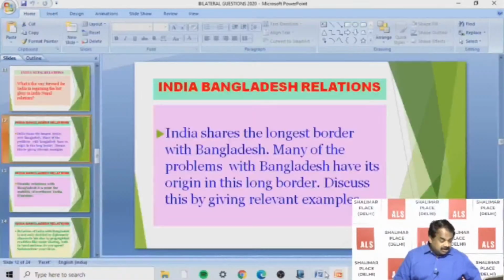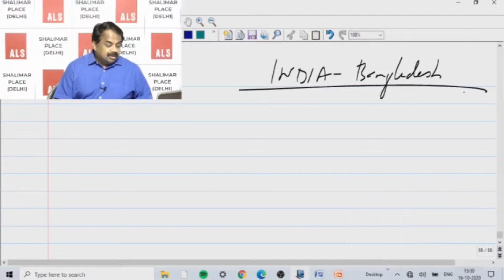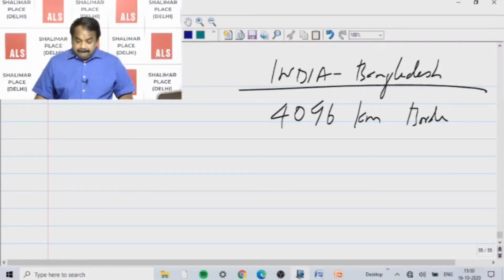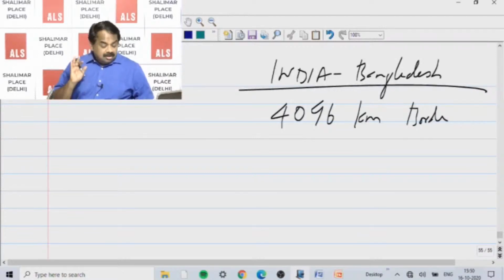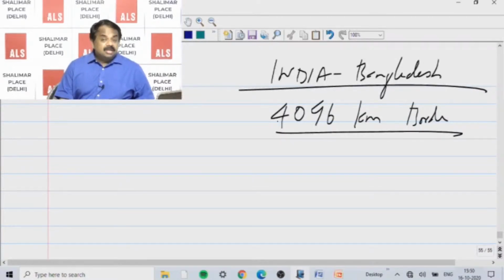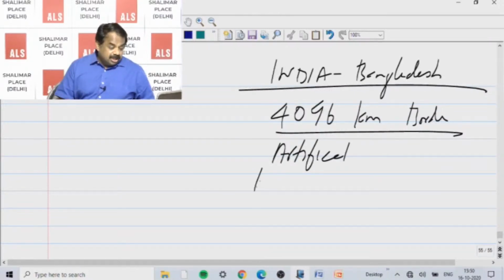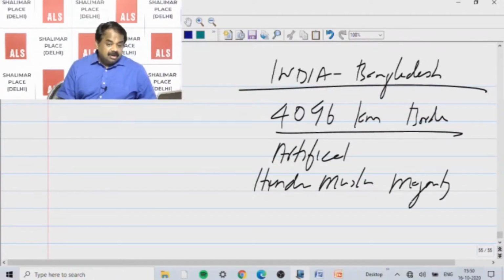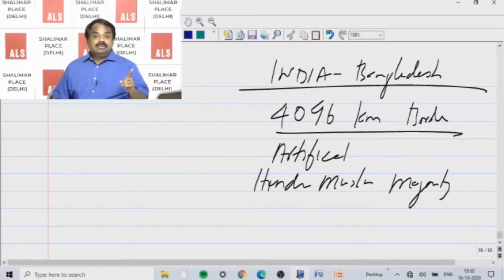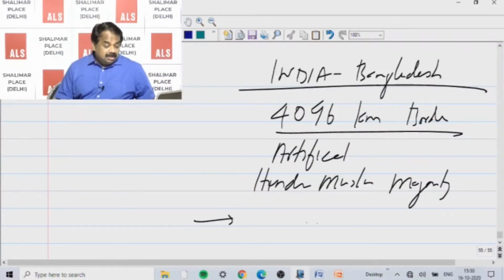Now coming to Bangladesh. First of all, we have more than 4,096 kilometers of border, and it is mainly an artificial border, with villages divided based on Hindu or Muslim majority. That is number one. And number two, the second point you should know is that there are 54 rivers.